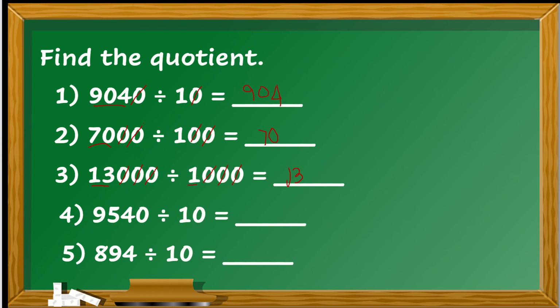Number 4, 9,540 divided by 10. Ang 10, dahil meron siyang isang 0, we cancel that out. And then, cancel din dito sa 9,540. So, ang natira na lang ay 954 divided by 1. So, the answer is 954. Tama.